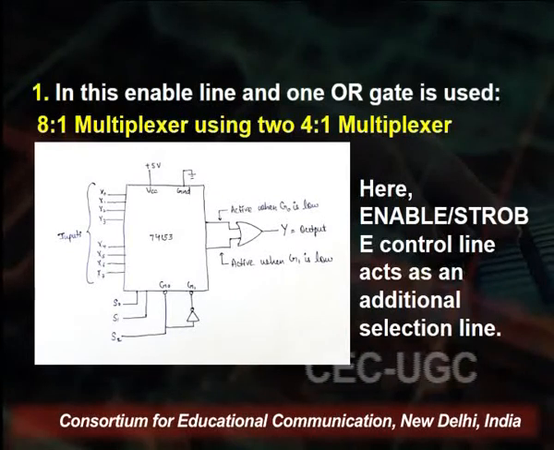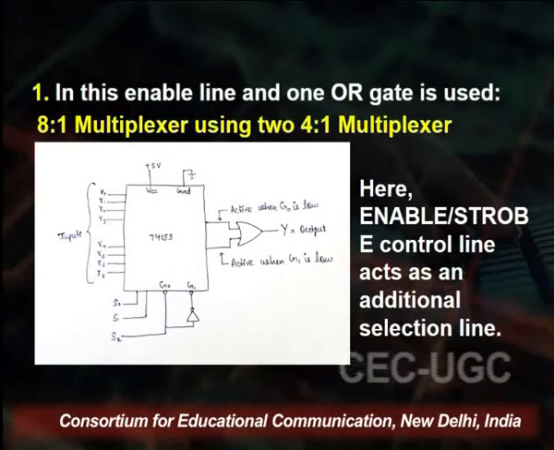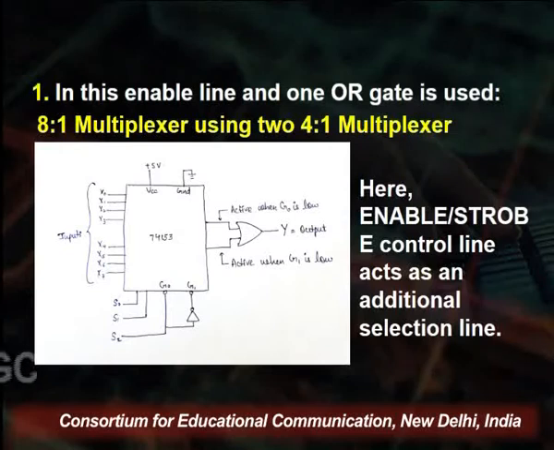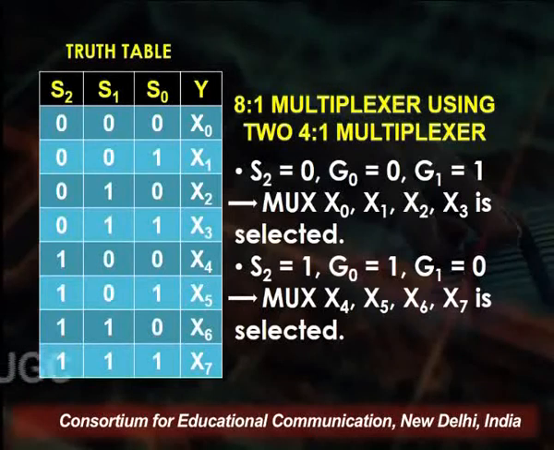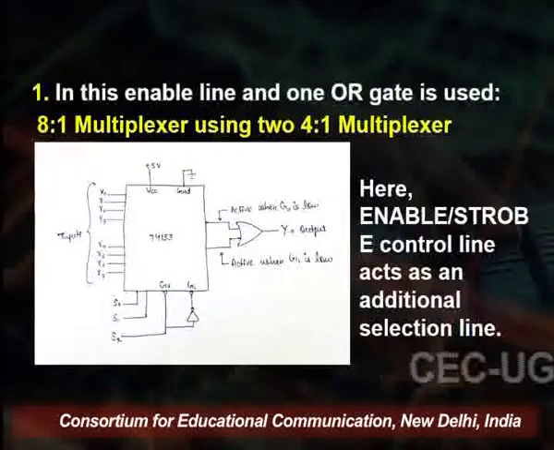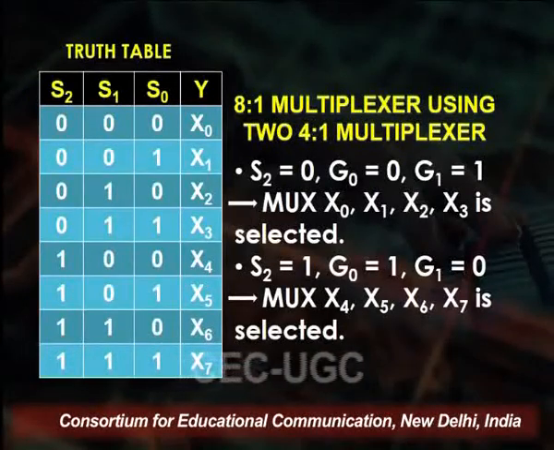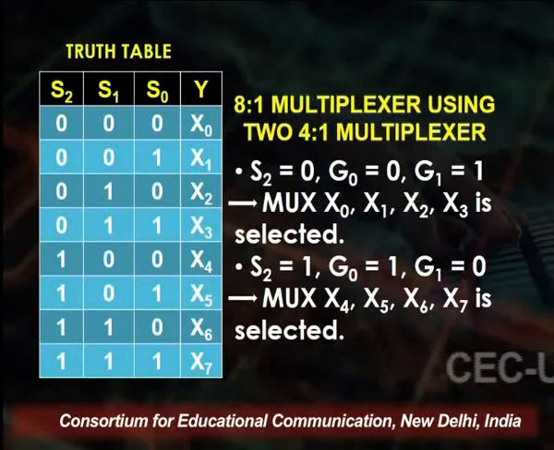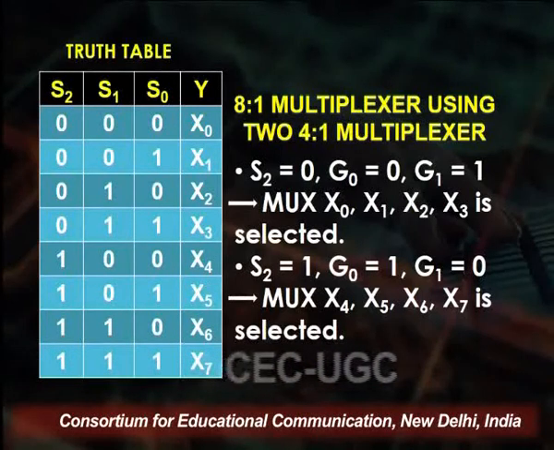So this is one IC. This IC is a dual IC of 4x1 multiplexer, and in this case we have the strobe line or the enable line allowing us to choose either the top multiplexer or the bottom multiplexer. So we have the selection lines as S2, S1 and S0, and Y is the output. The selection lines are shown over here. So till the time this S2 is 0, the top multiplexer gets selected, and when S2 goes 1, the bottom multiplexer gets selected.